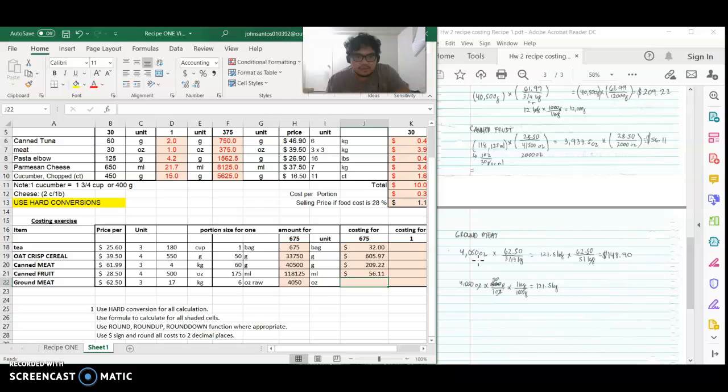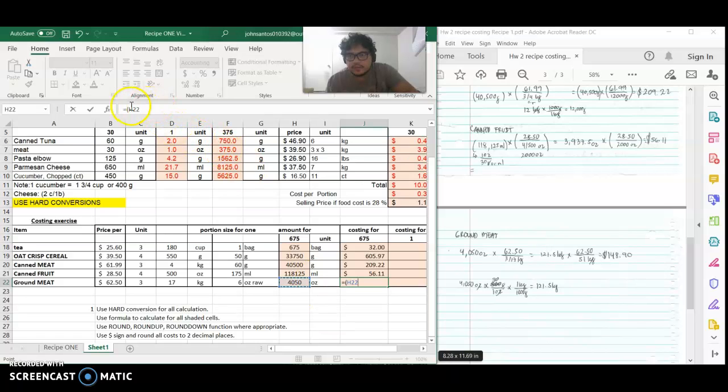Next is for ground meat. We got 4,050 ounces, and we got 3 per 17 kilograms. So what I did again is convert the ounces to kilograms for this one. So that'll be 4,050. Here's your parentheses. That'll be 4,050 multiplied by 30 divided by 1,000.